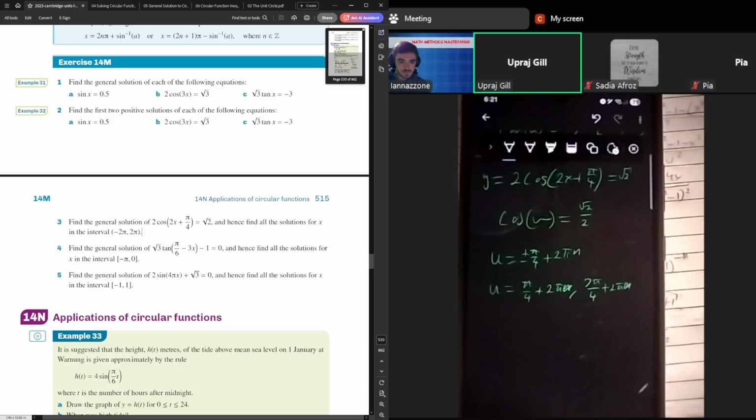Hey Chris, I got new domains after rearranging. I just wanted to check if they're correct. I can tell you they're not, because there is no domain for this one. Unless, oh, actually, did you mean for the next part? Yeah, for the next part. Okay, let's hear them. I just subbed negative 2 pi into the brackets. I got negative 15 pi over 4 and 17 pi over 4.